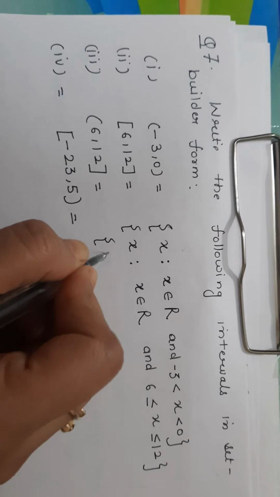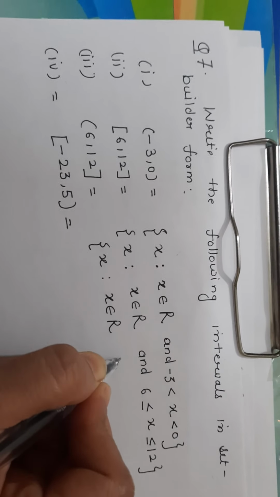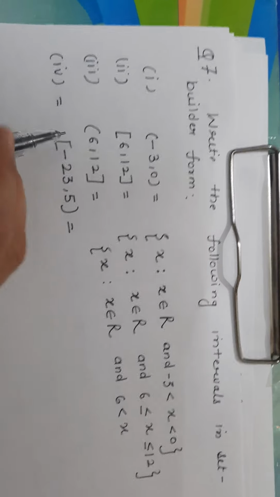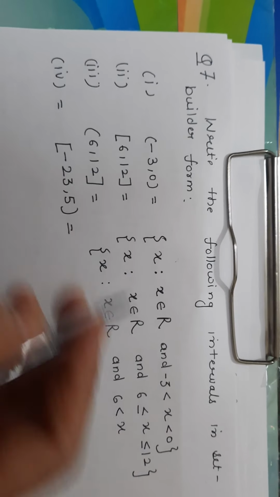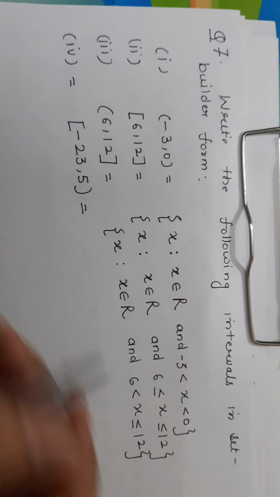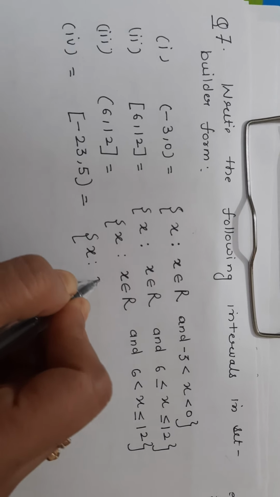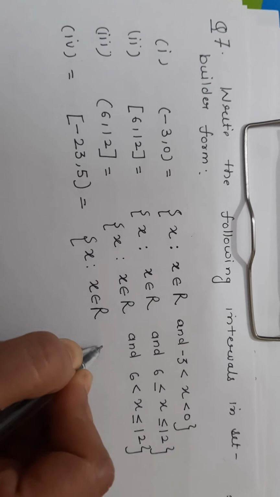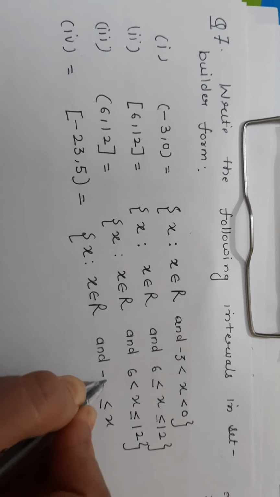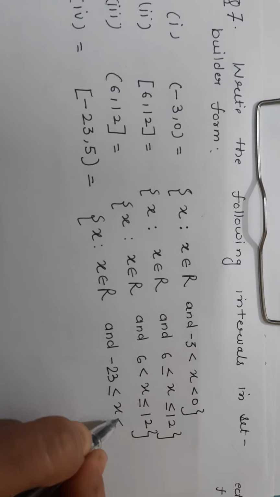So I have written set of those x where x belongs to real and x is greater than 6. 6 is not included, but 12 is included. So we'll write x is less than or equal to 12. And this is your last part. So write set of those x where x belongs to real and x is greater than or equal to minus 23. We have open bracket at 5. So we write x is less than 5.